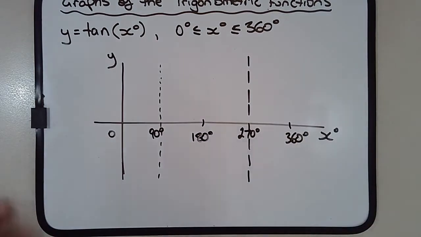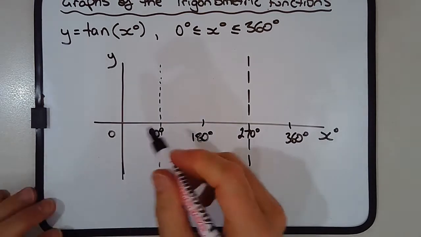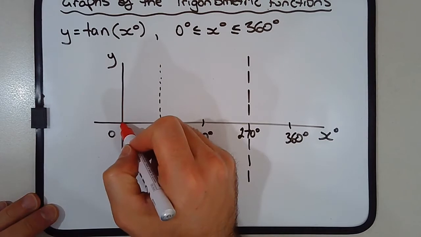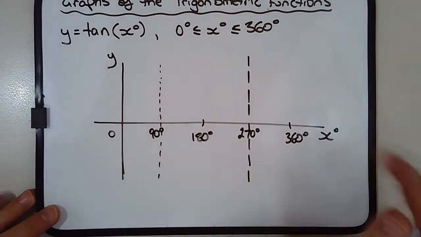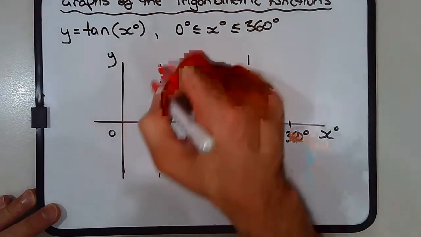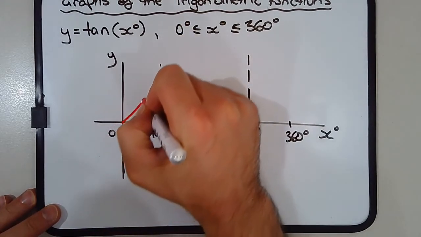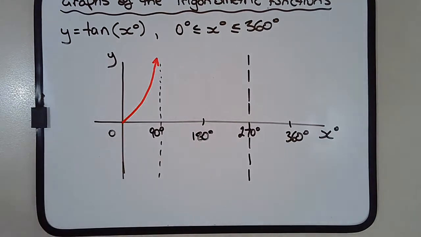Now I'll change to a different color, and I'll draw it in red. Tan of 0 is 0, and it tries to touch the asymptote. It gets close to the asymptote, but doesn't quite touch it. So what we do, and you can put an arrow like that.